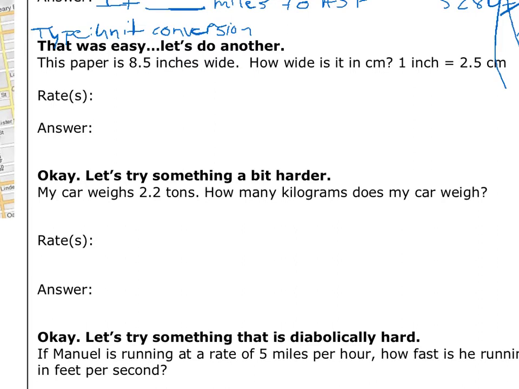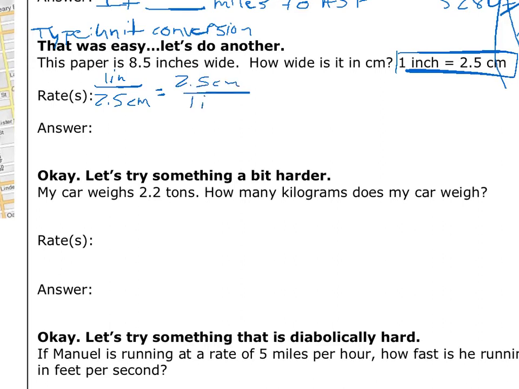So our unit conversion tells us that 1 inch is equal to 2.5 centimeters. If we're going to solve this like it is a rate problem, that means that 1 inch over 2.5 centimeters is our rate. So conversion factors are just rates. They're hiding. 2.5 centimeters is 1 inch.